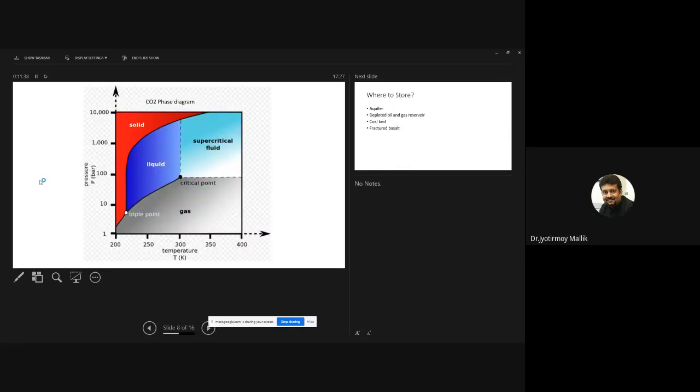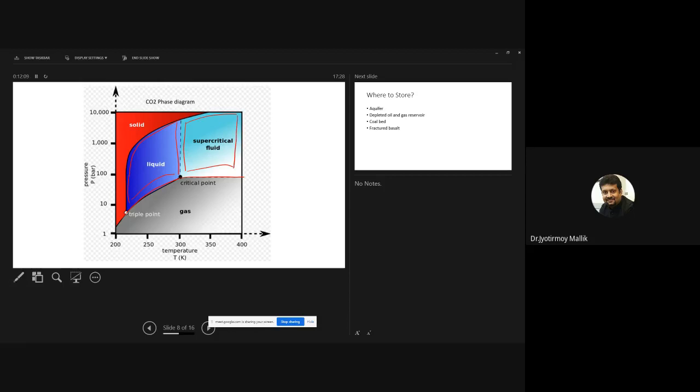So this is the phase diagram for carbon dioxide, of course. You can see here, this is the pressure temperature field. This is the pressure temperature field where carbon dioxide is gas. Then this is the pressure temperature field where carbon dioxide is liquid, and this is the pressure temperature field where carbon dioxide is supercritical fluid.